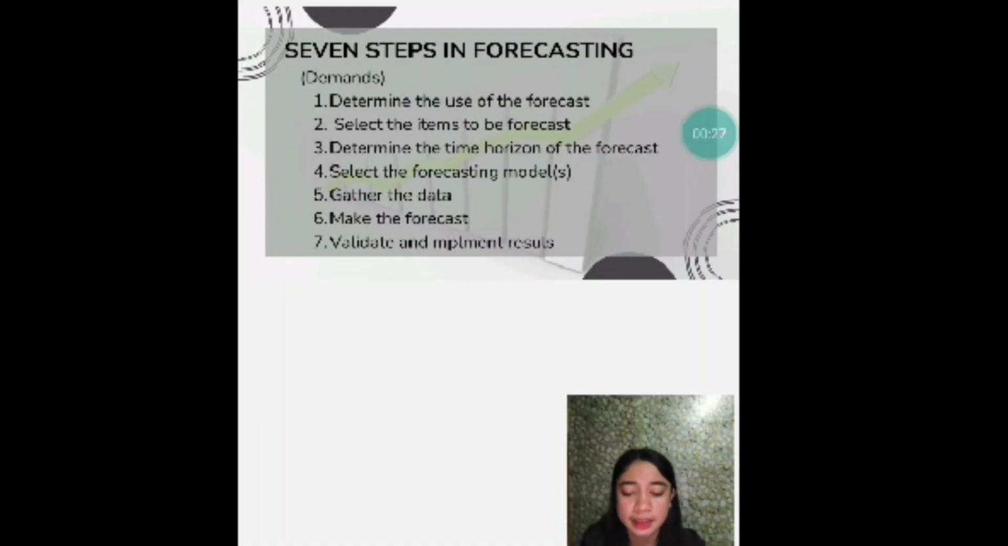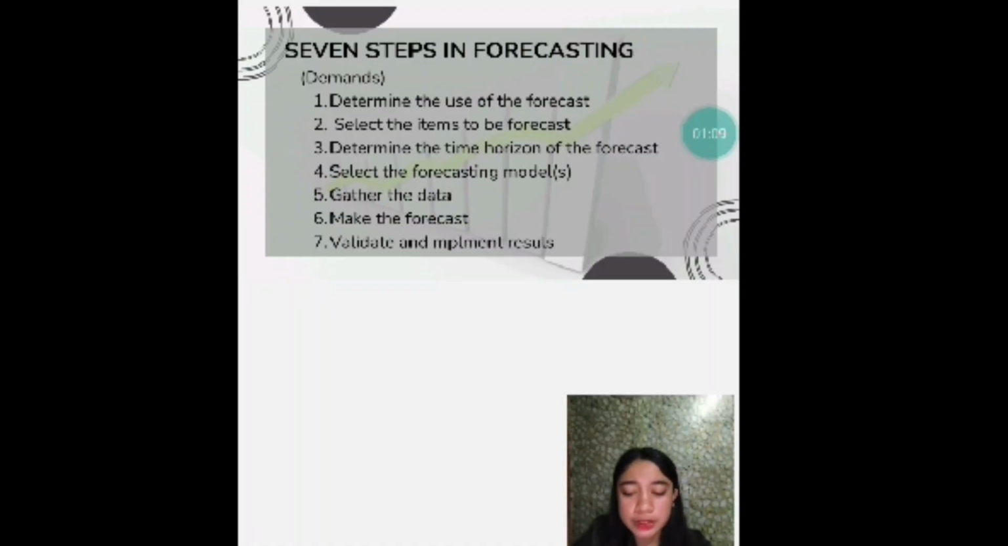So the second one is select the items to be forecast, or specify exactly what you are predicting. For example, don't just say sales. Are you predicting sales for all products combined or only the sales of red t-shirts? The more specific you are, the better the data collection and model choice will be. The third one is determine the time horizon of the forecast, or decide how far out your prediction goes. A short-term forecast for next week is very different from a long-term forecast for the next 5 years. The longer the time horizon, the less accurate the forecast usually is.